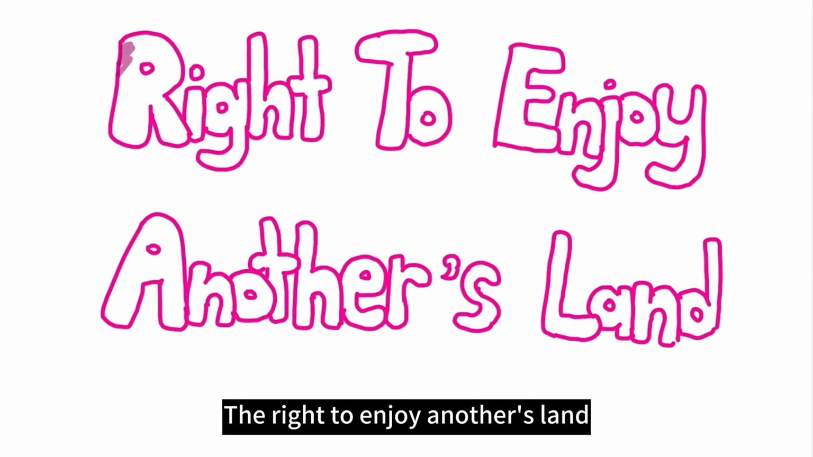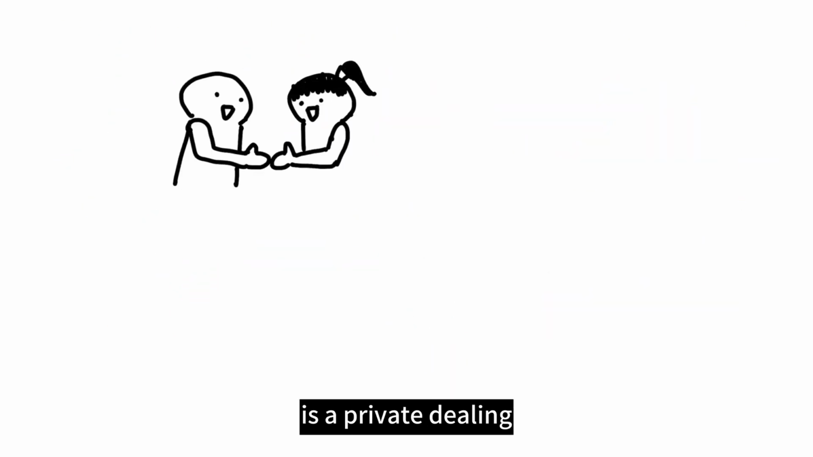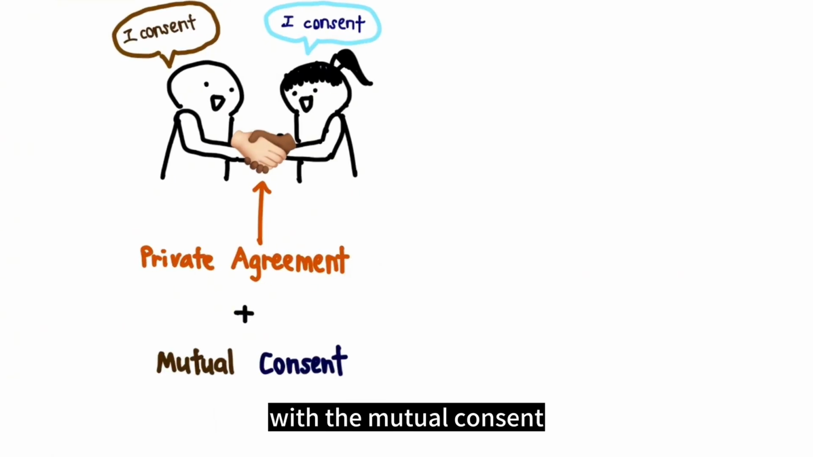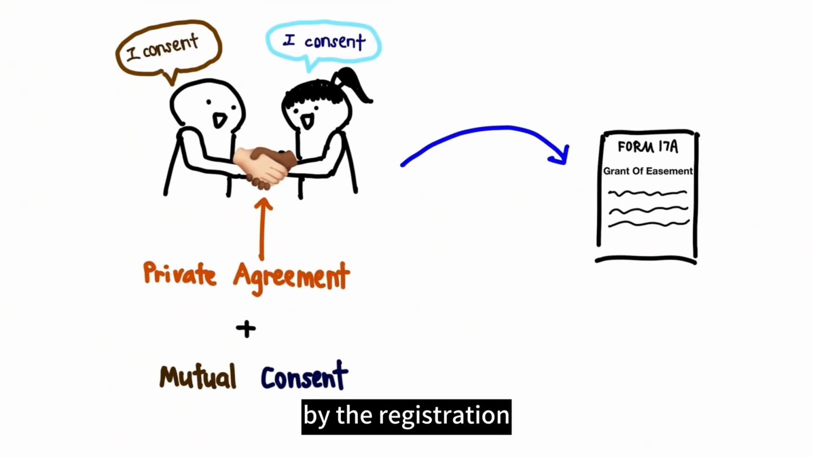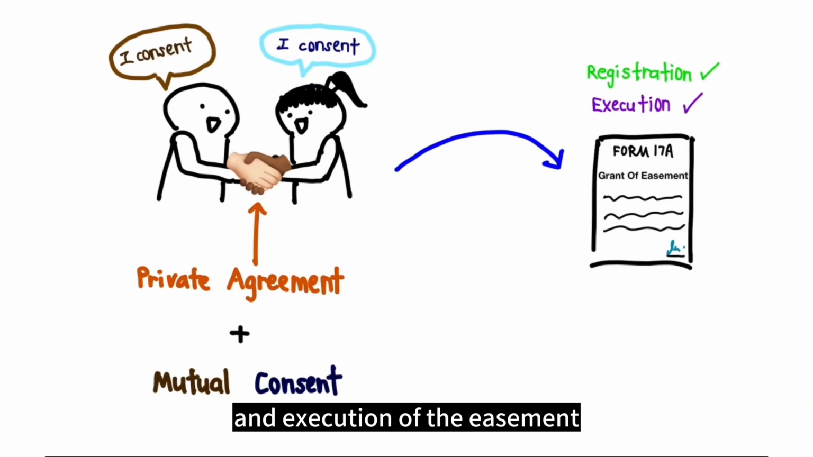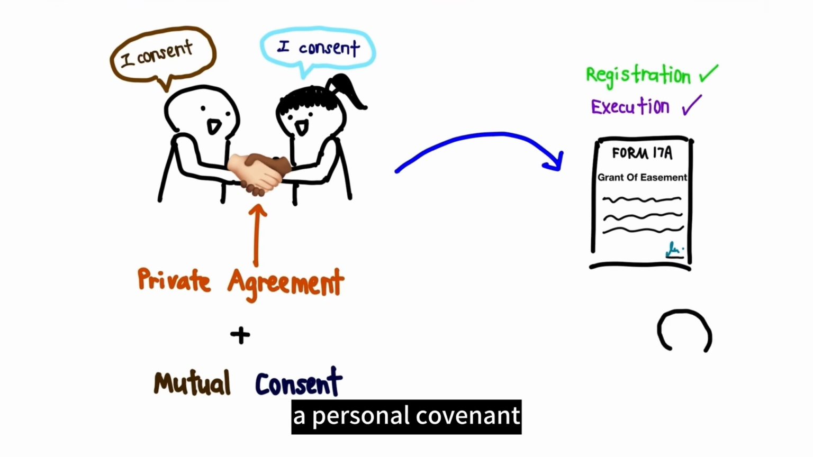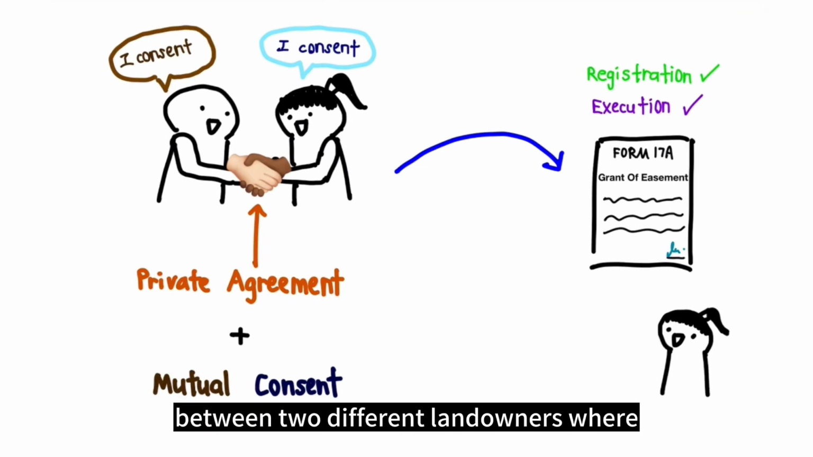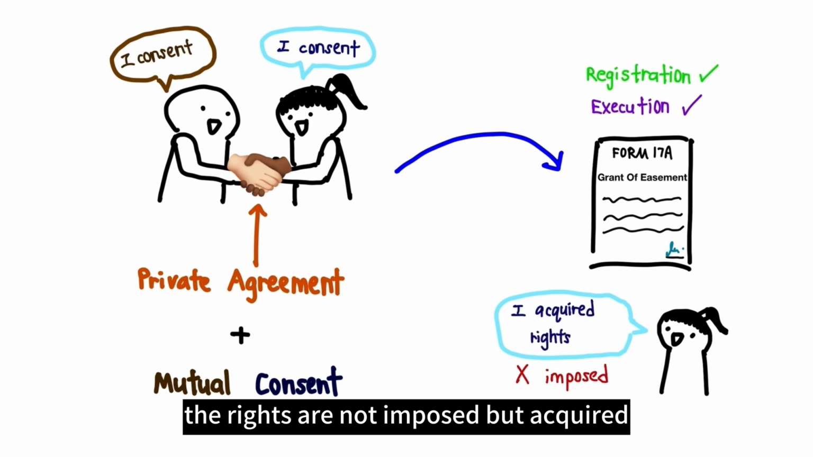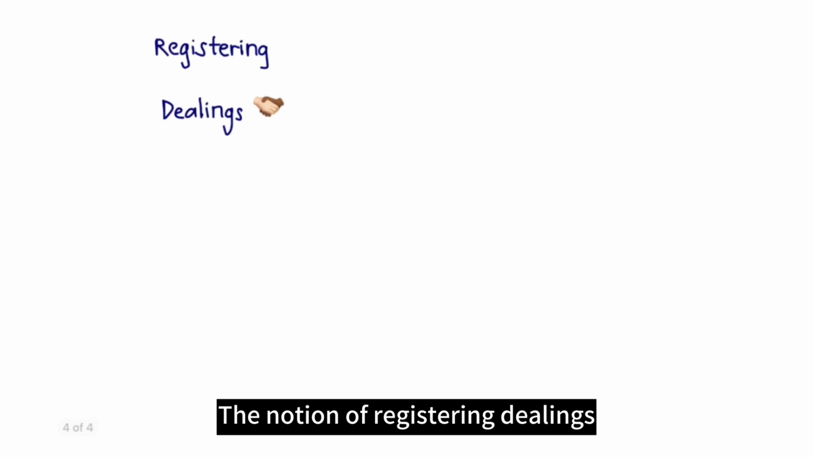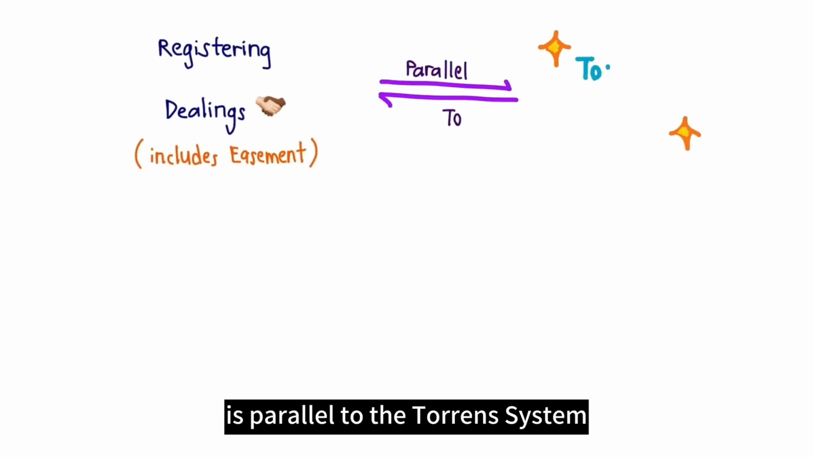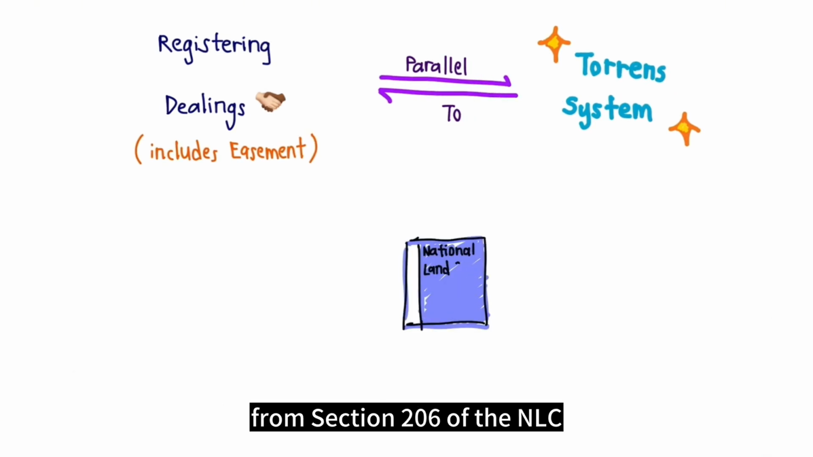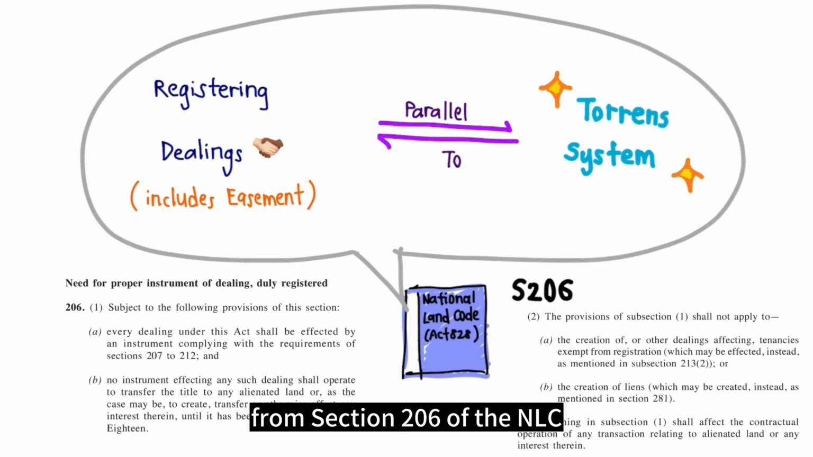The right to enjoy another's land is a private dealing based on a personal agreement with the mutual consent between two or more parties, by the registration and execution of the easement. This may be called a personal covenant between two different landowners, where the rights are not imposed but acquired. The notion of registering the dealings, which in this case includes easement, is parallel to the Torrens system, which can be seen from Section 206 of the National Land Code.